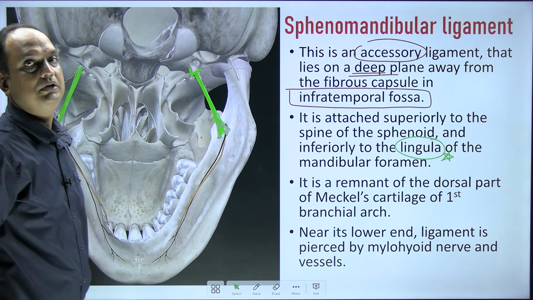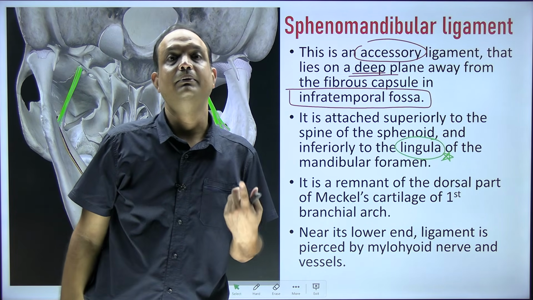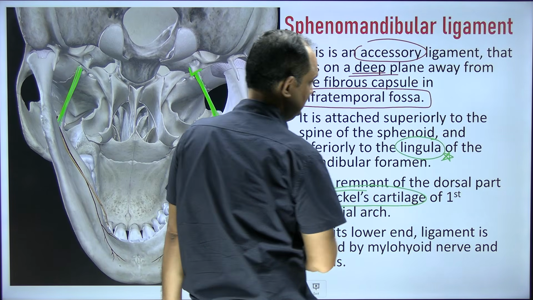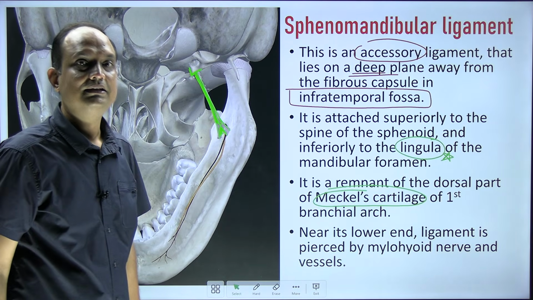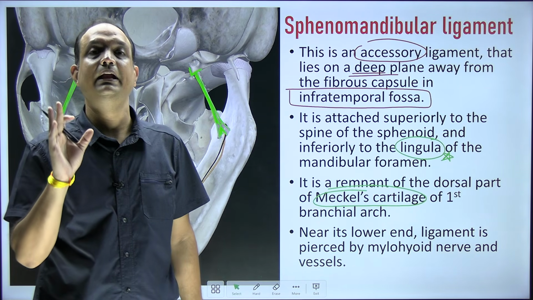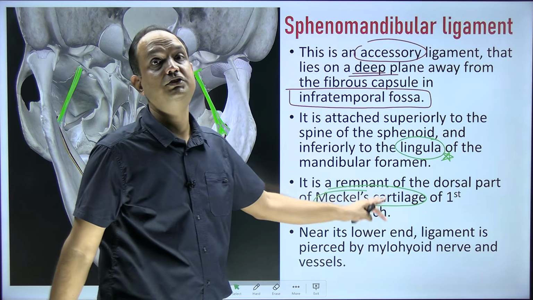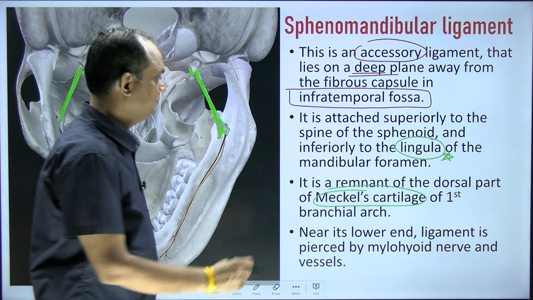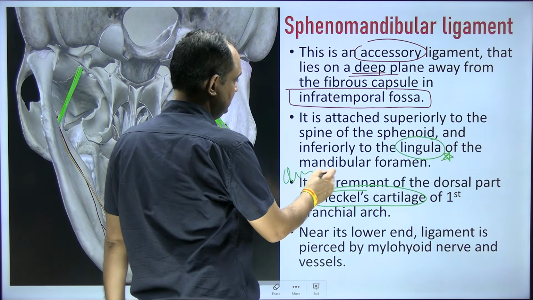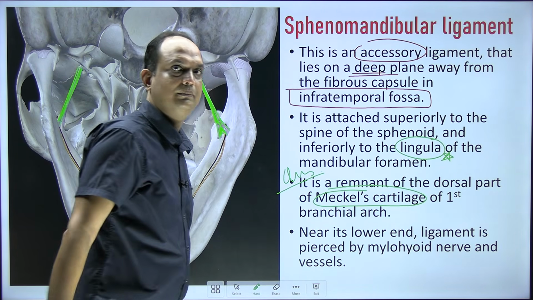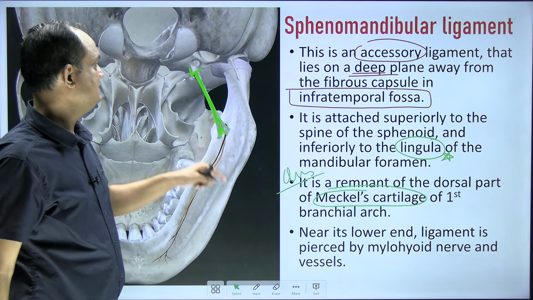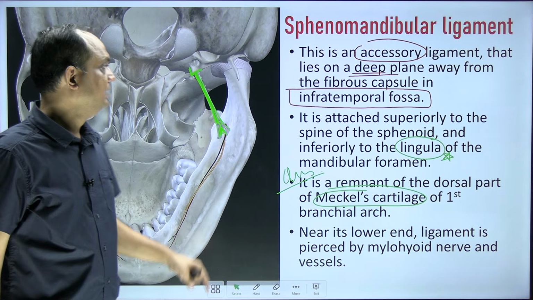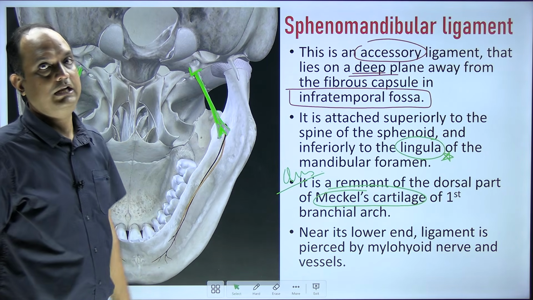Now there are two questions about this ligament. How does the ligament develop? The answer is that it develops from Meckel's cartilage. And what is Meckel's cartilage? It is the cartilage of the first branchial arch or first pharyngeal arch, which you read in the development of head and neck. So the most important question is that the sphenomandibular ligament develops from the first pharyngeal arch cartilage, that is Meckel's cartilage, and second, it attaches the spine of sphenoid to the lingula.